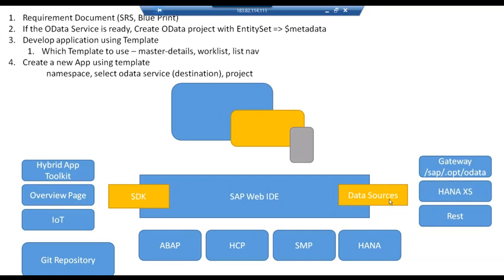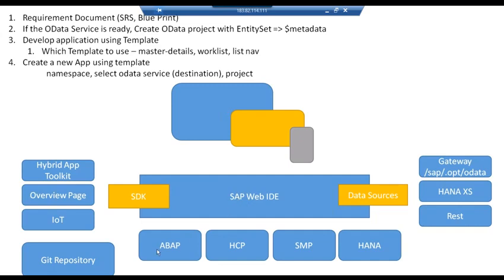Then come the data sources. It provides excellent connectivity to different data sources like Gateway, HANA access, or any other REST-based service served on the internet. It allows you to do that by configuring destinations. We saw how to configure a destination in our first session. I will repeat it quickly.